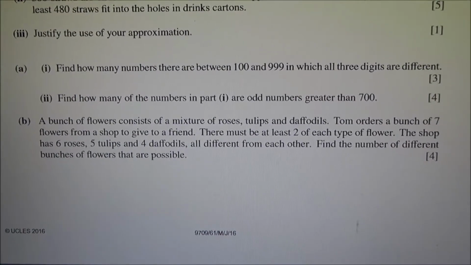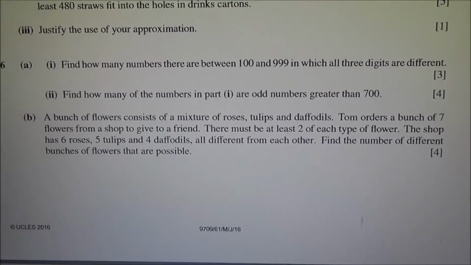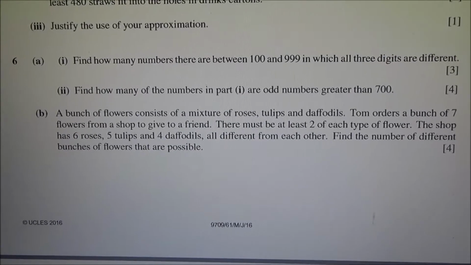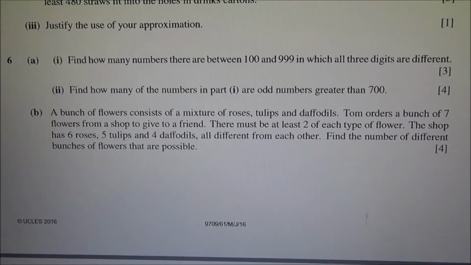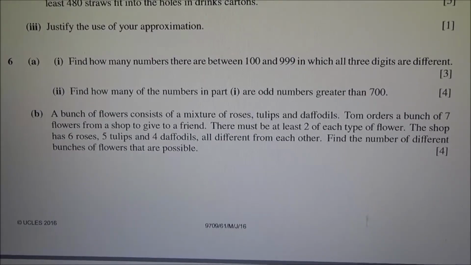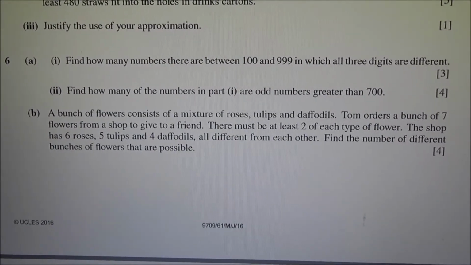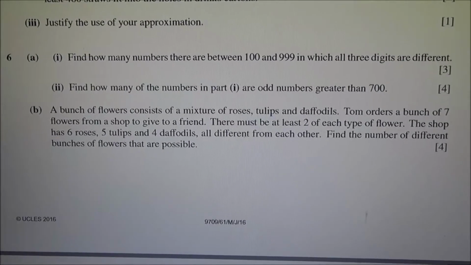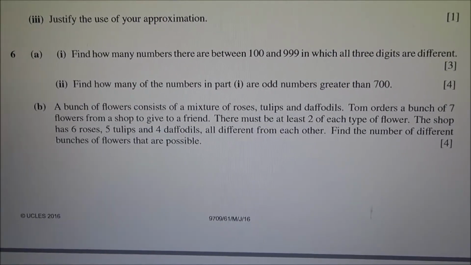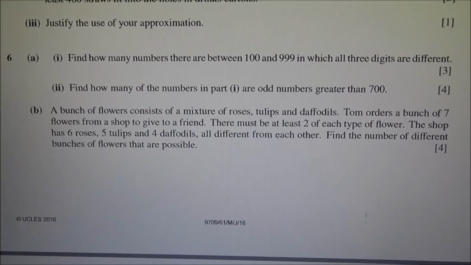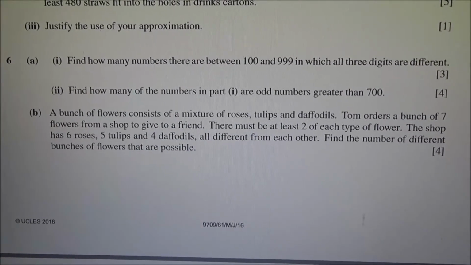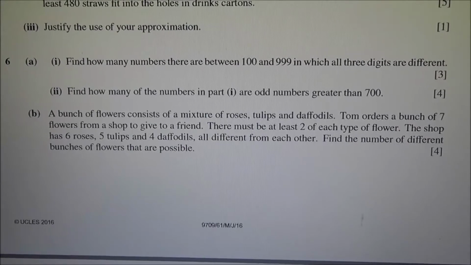Hi, question number 6 taken from June 2016, Advanced Civil Maths HSC S1. Find how many numbers are there between 100 and 999 in which all three digits are different. For the first part, we have a second part to that, where we need to find how many of the numbers in part 1 are odd numbers greater than 700.